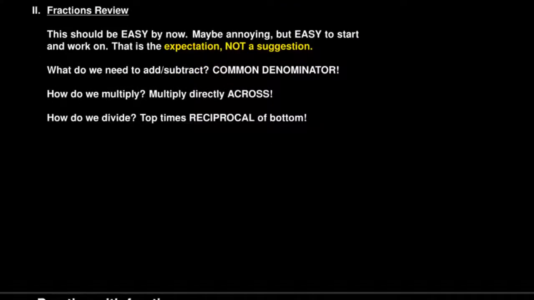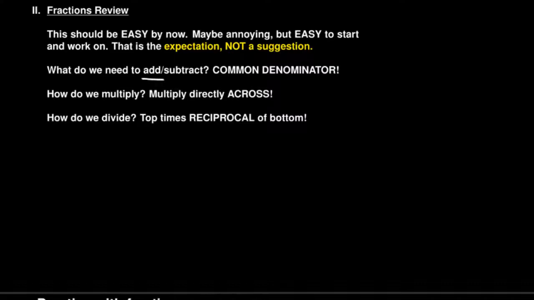Okay, so fractions review. Let's review this stuff. And yes, I just want to re-emphasize: fractions should be easy by now. I know that they're annoying. They're annoying to me also sometimes. But they're not necessarily difficult to do. It's easy to start working with them, just go through the basics.